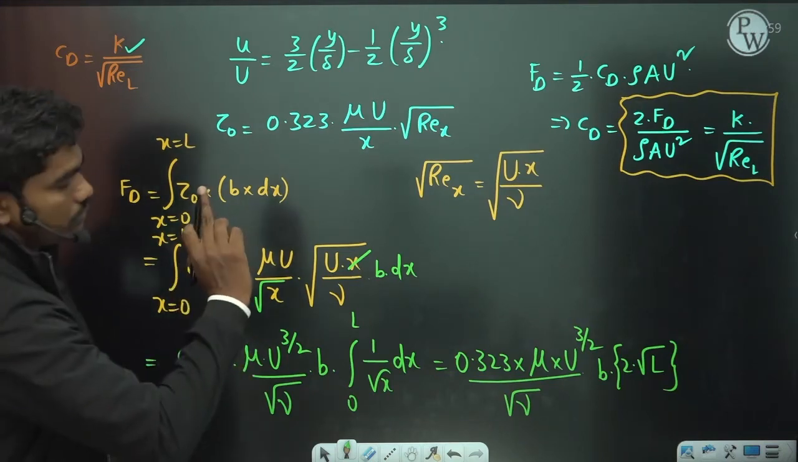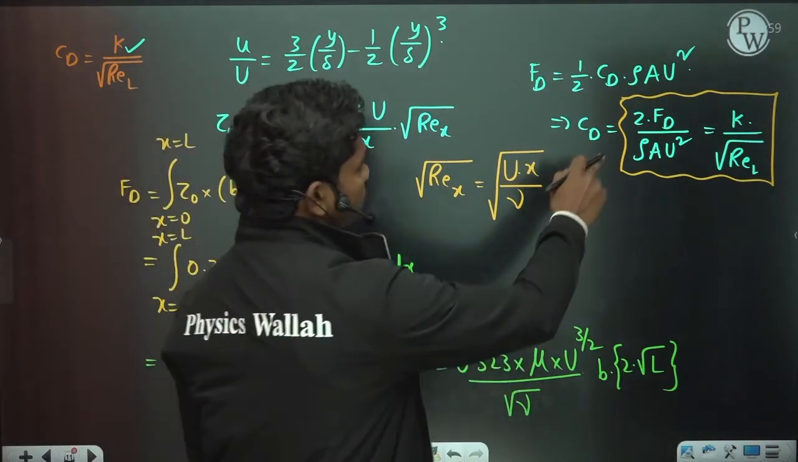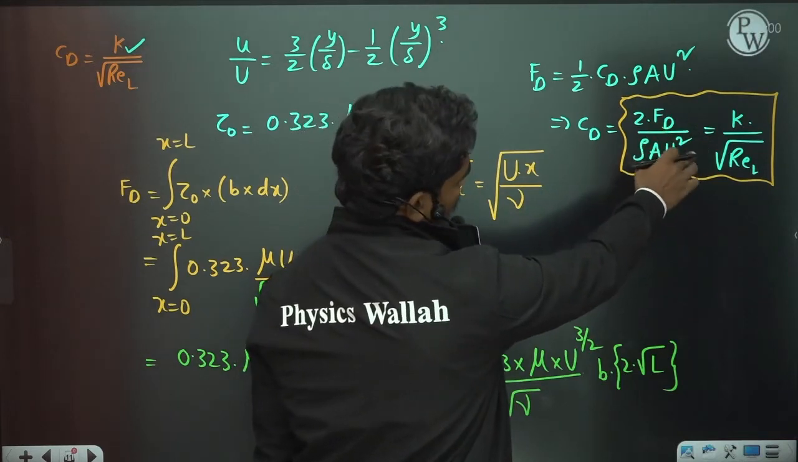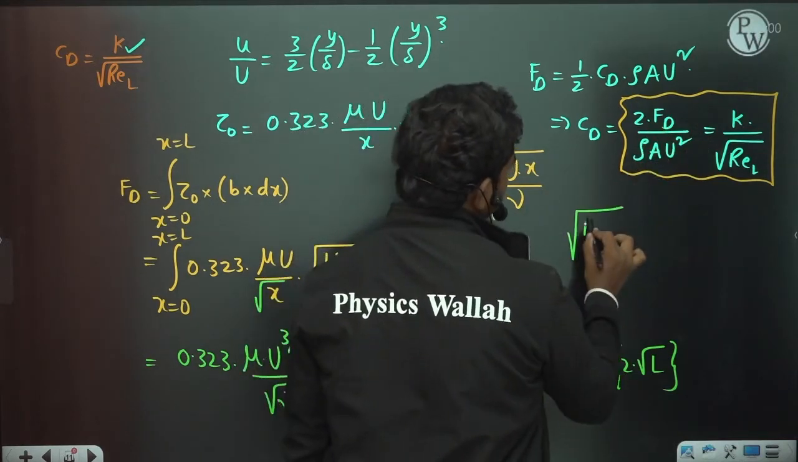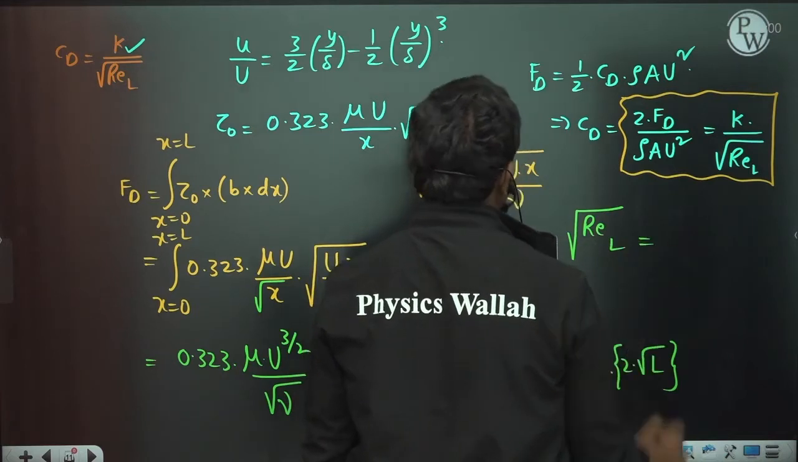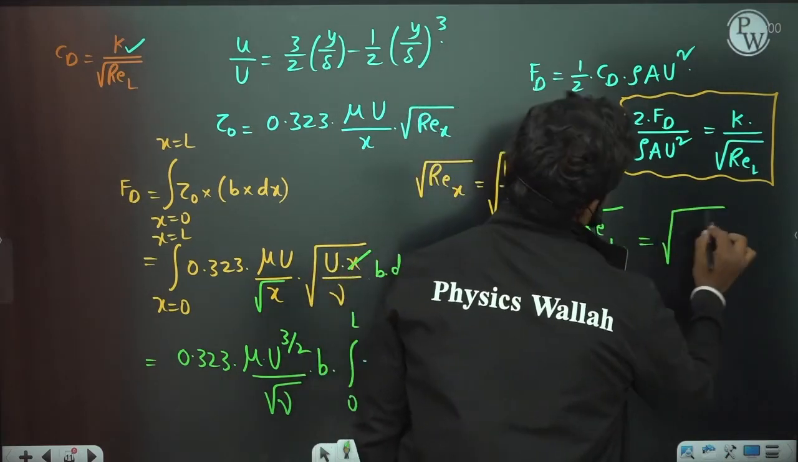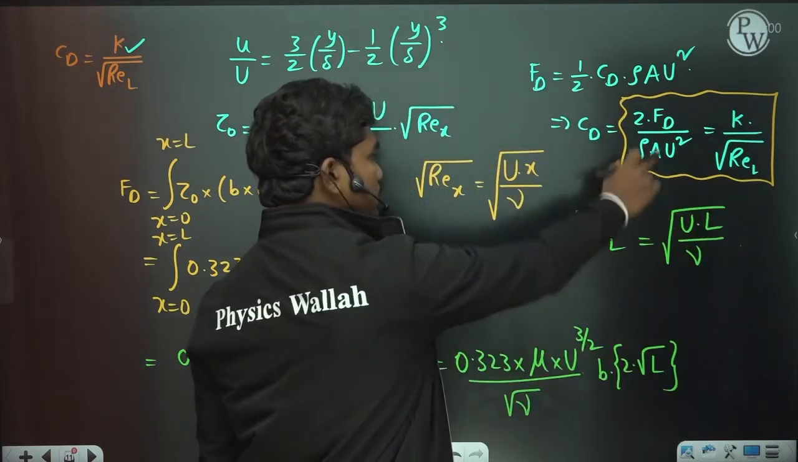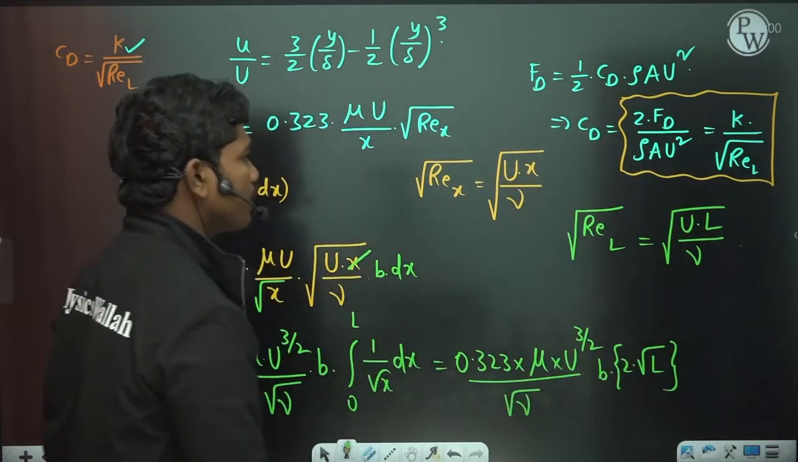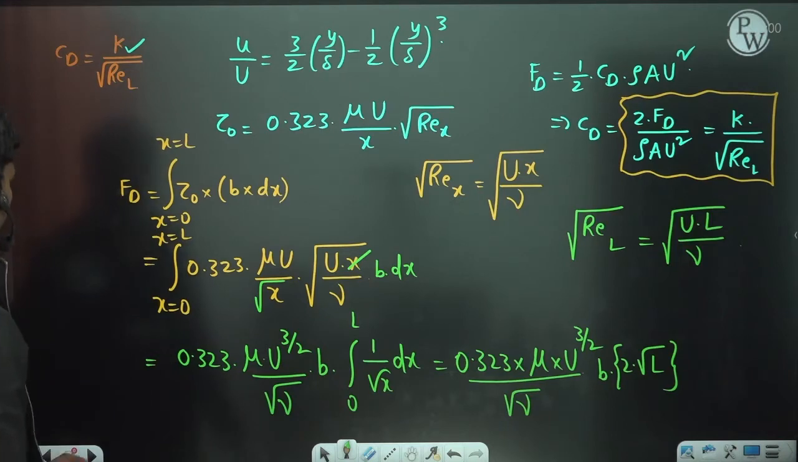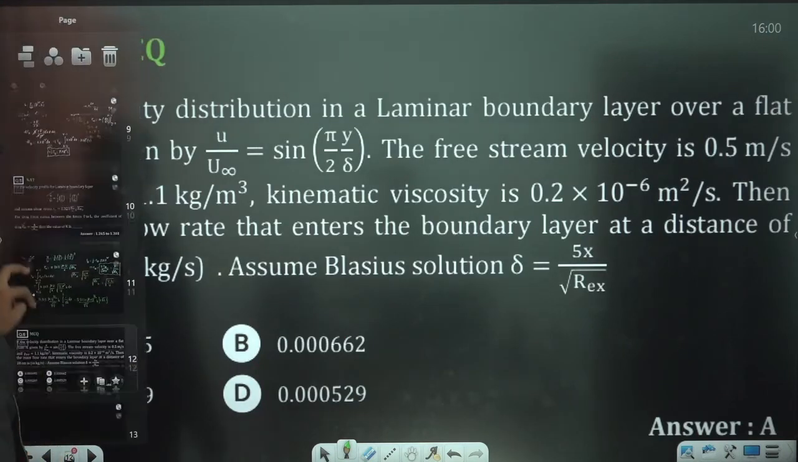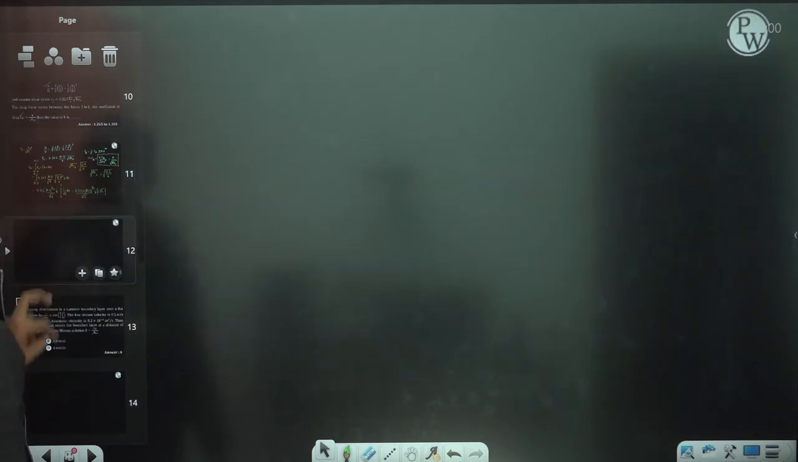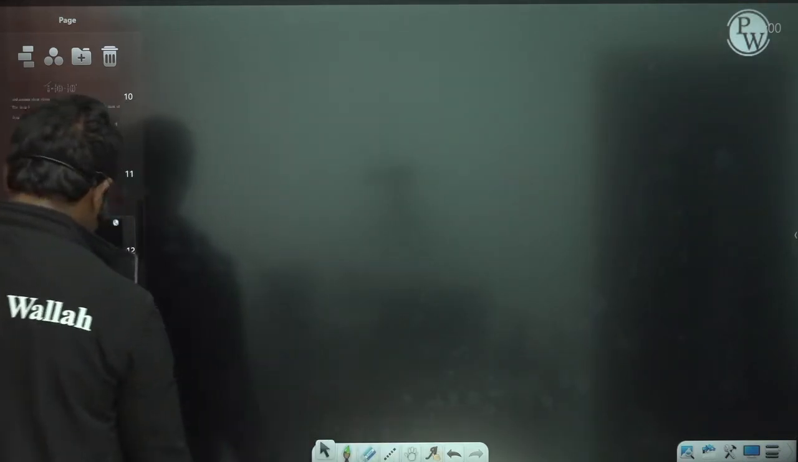So drag expression we have already calculated. Now if you replace this with this expression, what is the value of root Rel? Okay, so square root of Rel is how much? Root capital U L by kinematic viscosity. Let us substitute these two expressions in this equation. You will get the value of k easily. Let us see what will be the value of k. Let us take an empty slide. Okay, so this implies, let us see what comes out here.